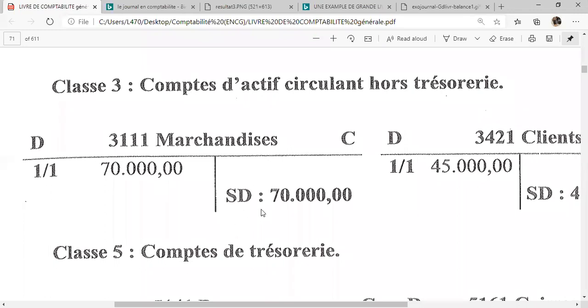So we're going to add 70,000 to our right hand side so that this account is balanced. So the total on the left hand side is 70,000, and the total on our right hand side is now 70,000 because we've added something. And that amount we add, the difference we add, is what corresponds to either our solde créditeur or our solde débiteur. I hope that makes it clear where we remove the SD, SC.